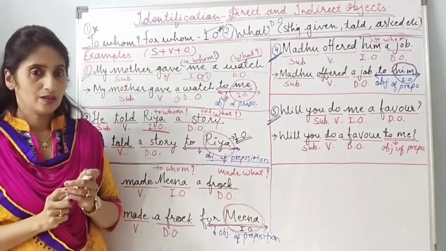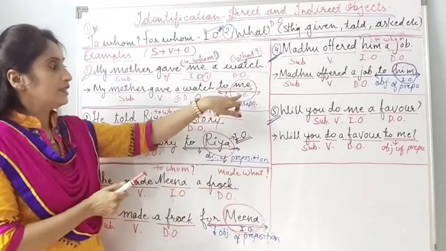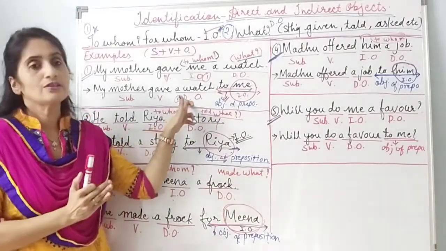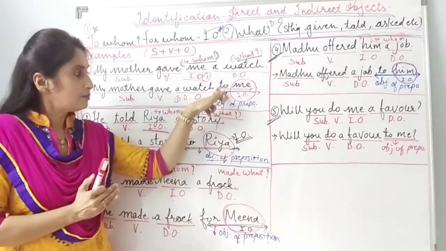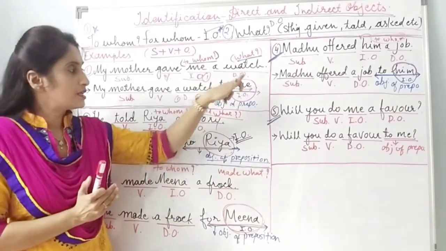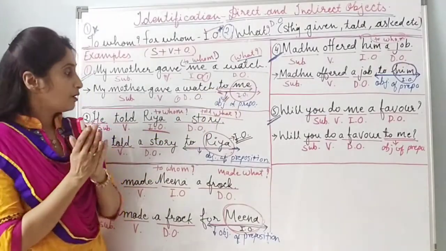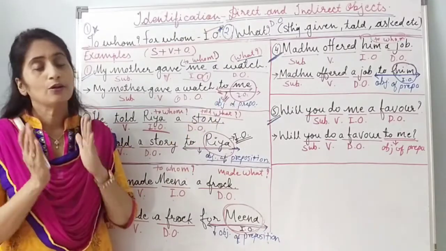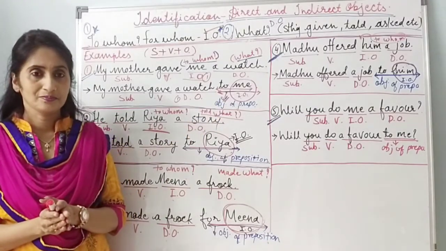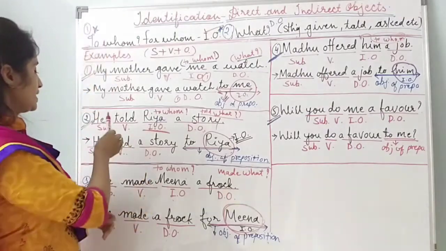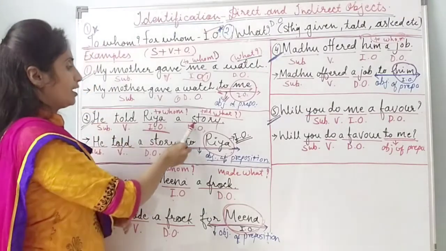Whenever in the sentence, the indirect object comes after direct object with the preposition, it does not remain indirect object, it becomes the object of the preposition and not the object of verb. Okay, so don't forget this. The second sentence is, he told Riya a story.